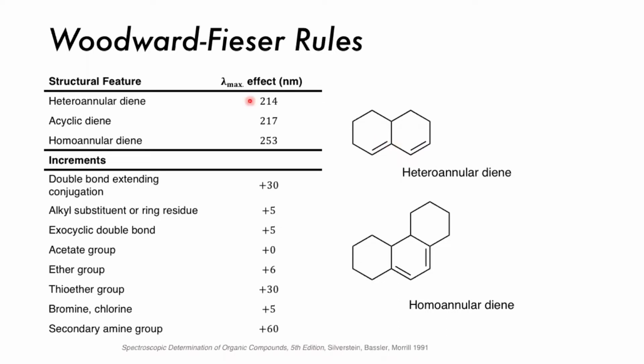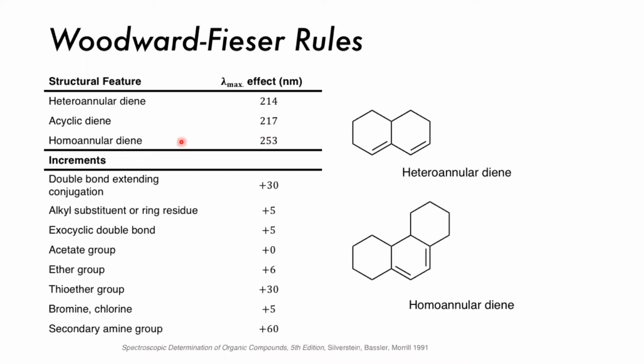So that would have a lambda max of 214, after which we would add certain increments based on the different groups. So for example, if we have a double bond extending conjugation, say we had another double bond here, we would add 30 to the lambda max. So it would go from 214 to 214 plus 30, which would be 244. If we have an acyclic diene like our butadiene that we saw on the previous slide, we start off with 217 nanometers as our base wavelength.